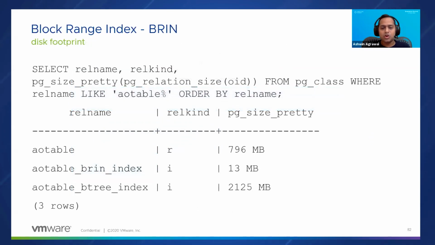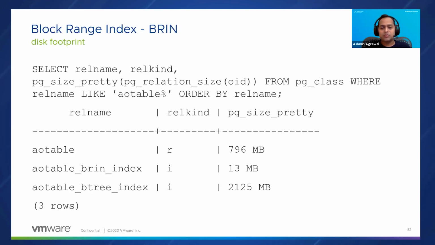So here, what we see is the main differentiator, the disk footprint. The actual table was about 796 MB, given it was columnar and compressed. But if you create a B-tree index, since indexes are not compressed, the B-tree index actually becomes much larger compared to the native table itself. And that is where a B-tree index takes up too much disk space. Instead, creating a Brin index, the disk footprint is really, really low. It's just 13 MB of index.